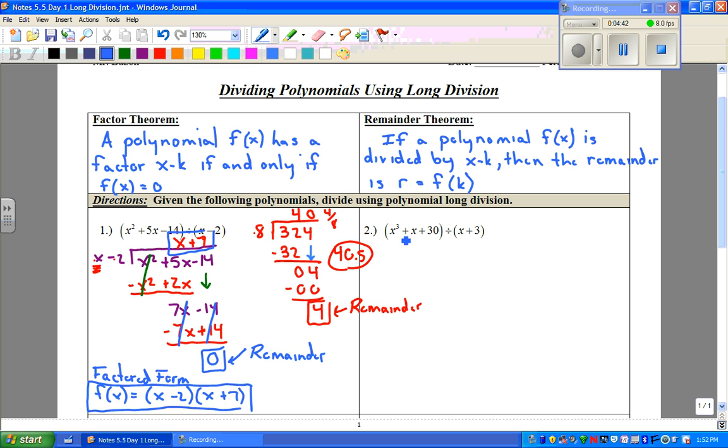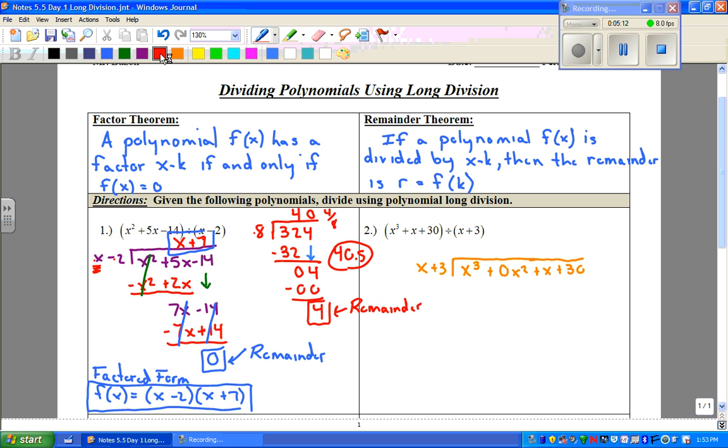x to the third power plus x plus 30, all divided by x plus 3. So let's go ahead and organize this one. I'm going to use orange here. Underneath my division symbol, we're going to put x to the third. Now you'll notice we're missing my x squared term, so I'm going to fill that with plus 0x squared plus x plus 30. And we're going to divide all of this by x plus 3.